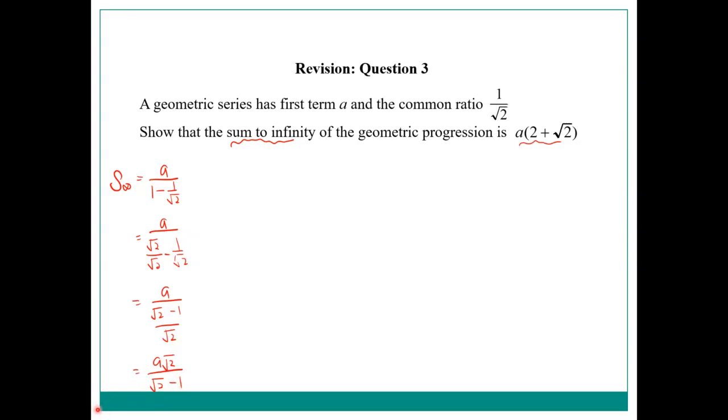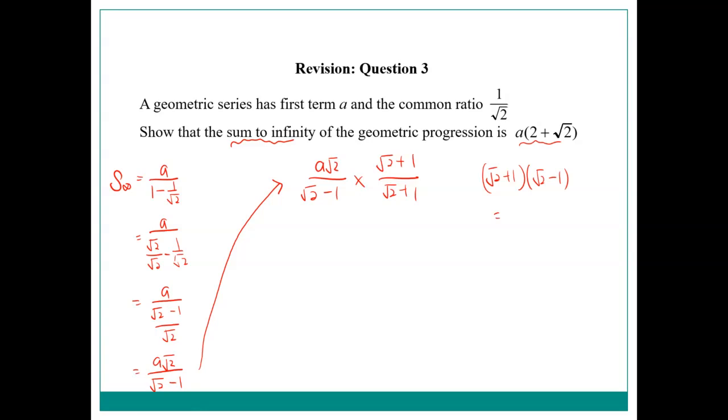The answer is I must multiply with the conjugate. So let me continue here. My A√2 over √2 minus 1, I multiply with the conjugate. So I multiply √2 plus 1 over √2 plus 1. All right. So why do I need to multiply with the conjugate? Because, okay, we can do that at the side. Let's do this at the side. √2 plus 1 multiplied with √2 minus 1.